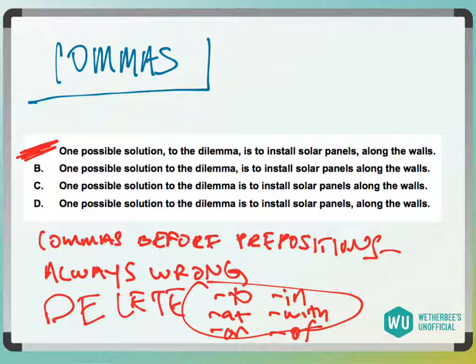Then what we have for answer choice D is comma, along the walls. Along is also a preposition. It's not installing solar panels, comma, along the walls. It's installing solar panels along the walls, right? So don't put a comma before this preposition either.